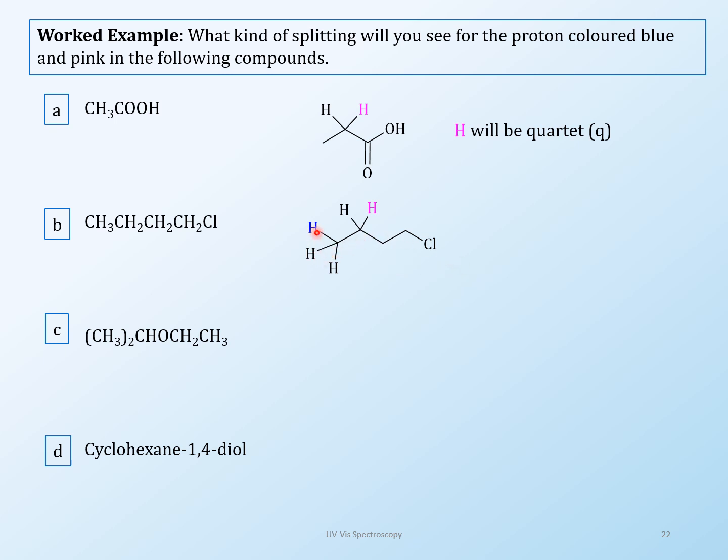Okay, so this proton is looking at 2 plus 1, triplet. This one is looking at 5 plus 1, sextet. That's how it should be. So the blue hydrogen should be a triplet, and the pink one should be a sextet. Okay, that's how the splitting is working.